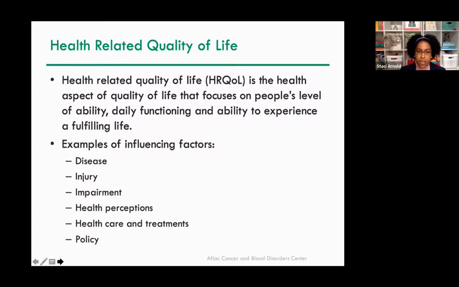And some factors that influence health-related quality of life are disease, like in this case, aplastic anemia, injury, impairment, health perceptions, healthcare and health treatments, and health policy.